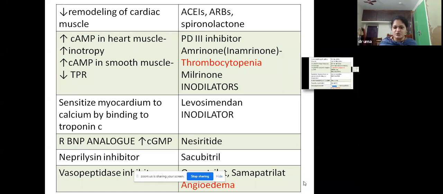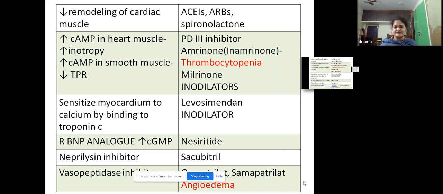And levosimendan is also an inodilator. Usually this is asked as which is a calcium sensitizer. It is levosimendan. It sensitizes the myocardium to calcium by binding to troponin C, and is popularly called a calcium sensitizer. And the recombinant BNP analog is nesiritide. It acts mainly by increasing the cyclic GMP.